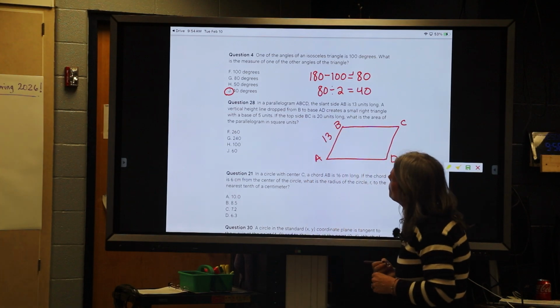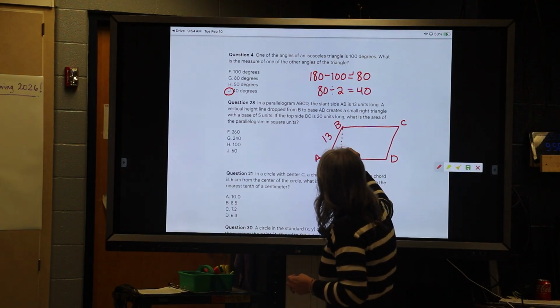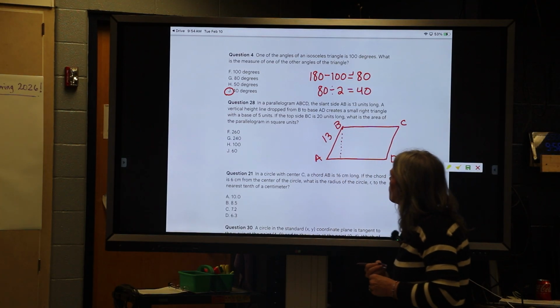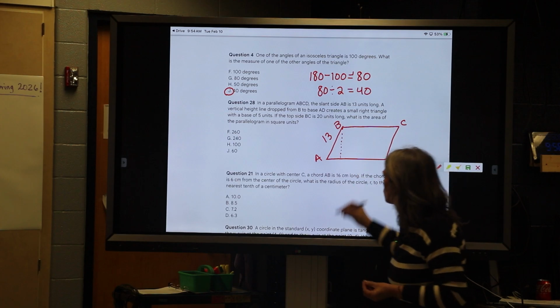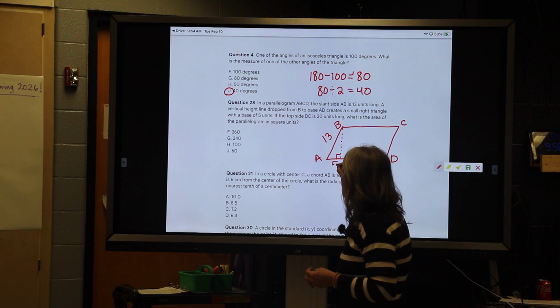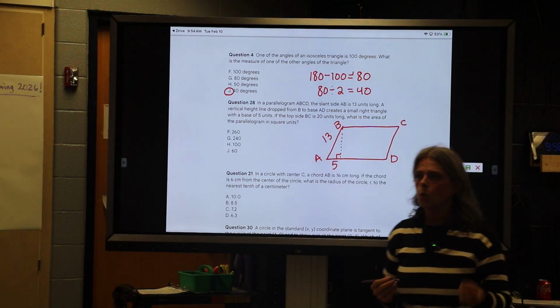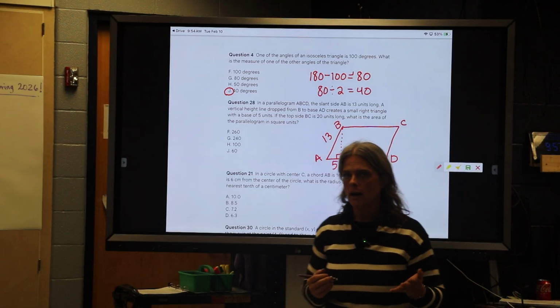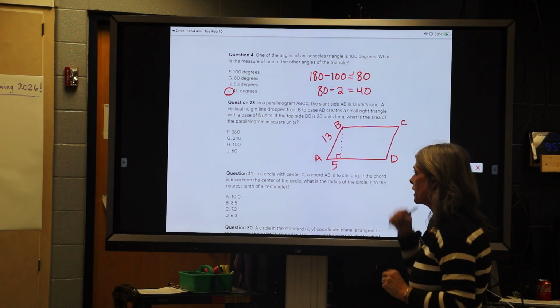Okay, a vertical height line is dropped down from B to the base AD, which creates a small right triangle that has a base of 5. This is one of those other Pythagorean triples. It's not quite as common as the 3, 4, 5. So I would do the Pythagorean theorem here for this one. So let's do the Pythagorean theorem.